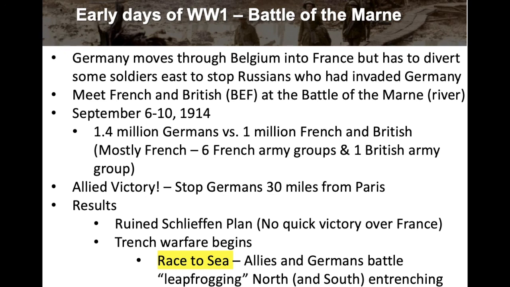It's an Allied victory, and they stopped the Germans 30 miles from Paris, which was a great feat, because if the Germans captured Paris, France probably would have fallen. But they stop the Germans 30 miles from Paris. Here's the result. This is important.